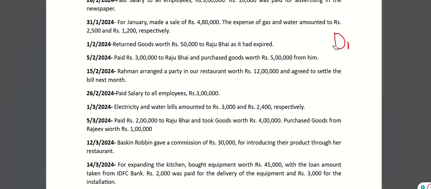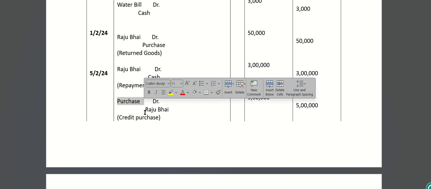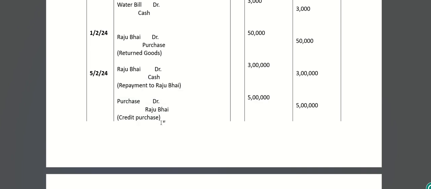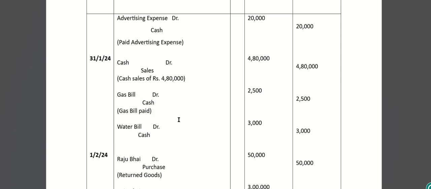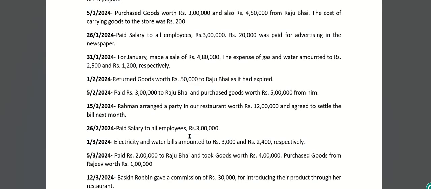Now we can see how to write this journal entry. We have done this before. The same thing, only the date and amount change. This is how the journal entry will come. On the same day, you need not repeat the same date once again. If you want, you can, no problem, which is also correct. This is how purchase account to Rajuby is written, and the amount is for the purchase. Now we can once again go back to the transactions. These are not journal entries, they are just given as transactions. Now we are converting them to journal entries.